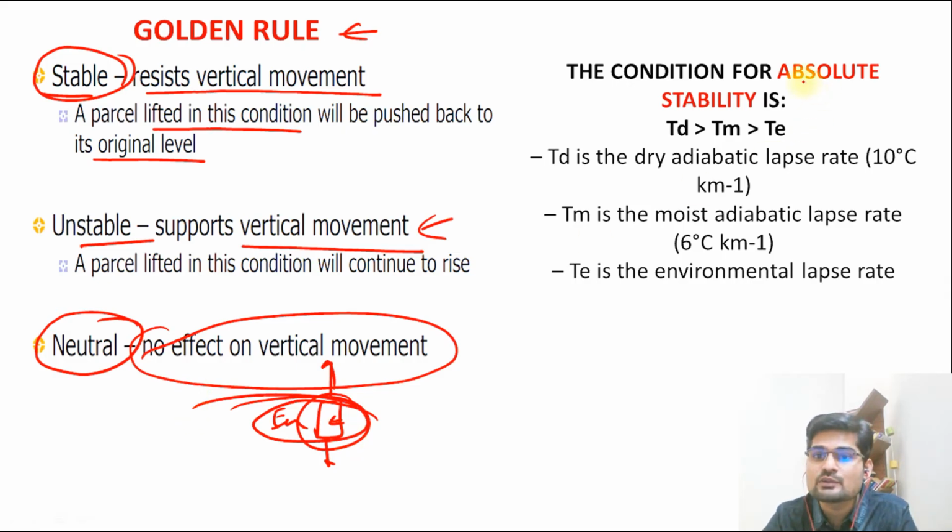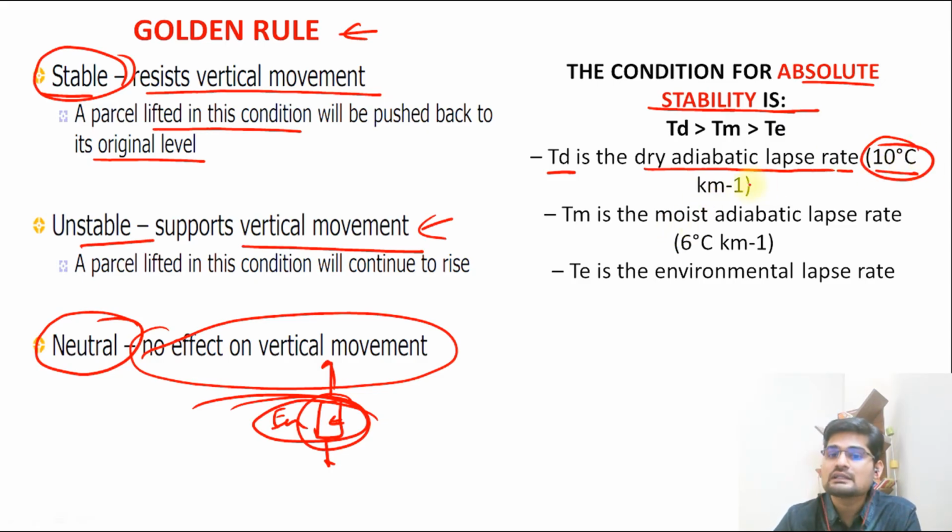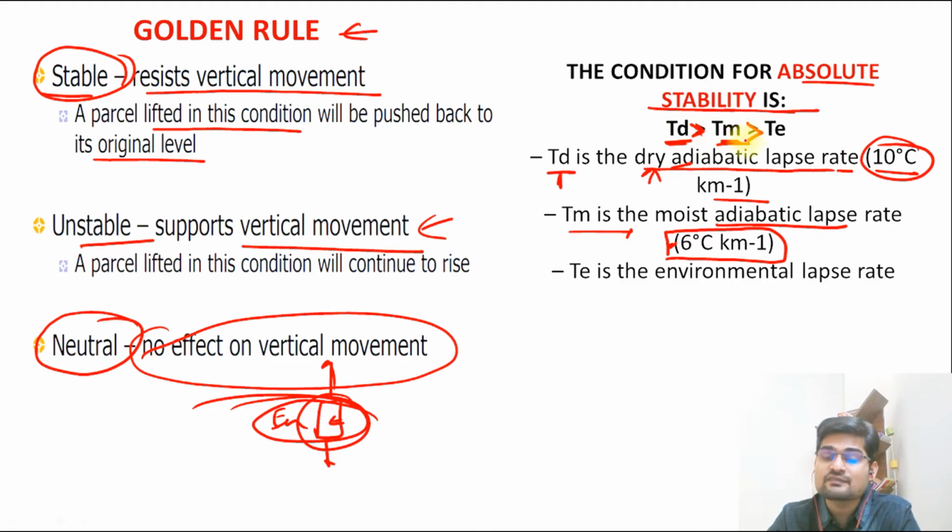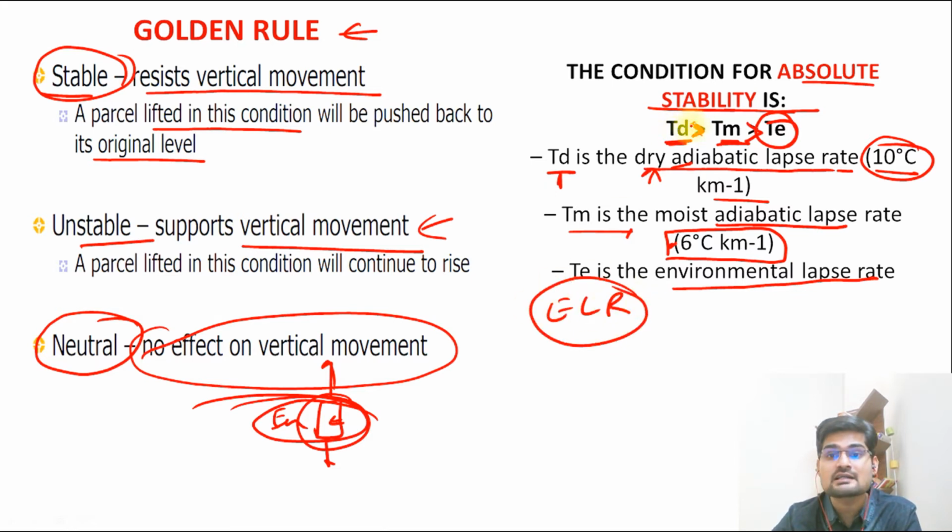So the condition for absolute stability is here. Remember, TD is the dry adiabatic lapse rate, which is normally 10 degrees C. It is assumed as an average value, so this is 10 degrees C per kilometer. This is called the dry adiabatic lapse rate, which is TD here. So TD is greater than TM. TM is the moist adiabatic lapse rate, which averages 5 or 6 degrees per kilometer. So remember, this is TM. TD, dry, is greater than TM, which is further greater than TE, the environmental lapse rate, which is called ELR. If this is the situation where the dry adiabatic lapse rate is the most dominating factor, then moist and then the environmental lapse rate, it means it is an absolutely stable condition.